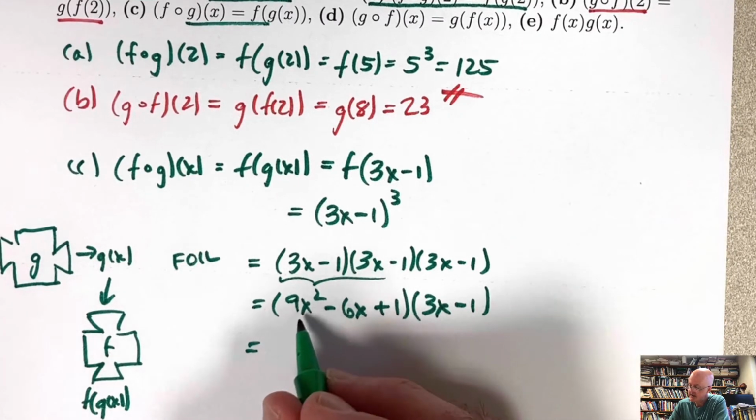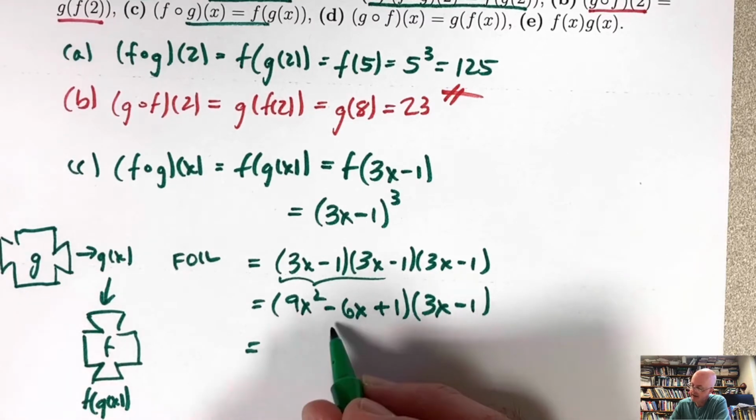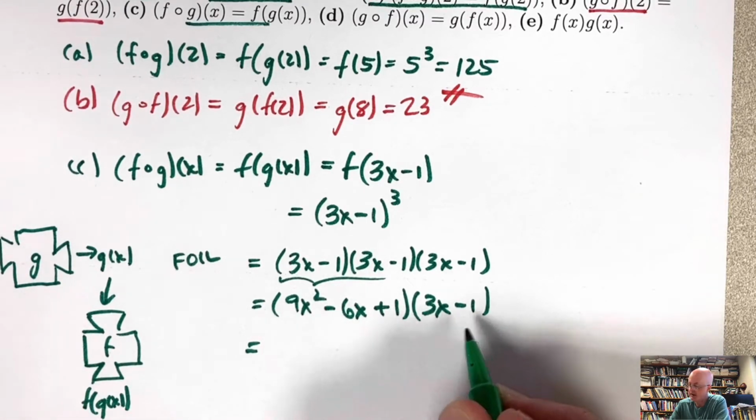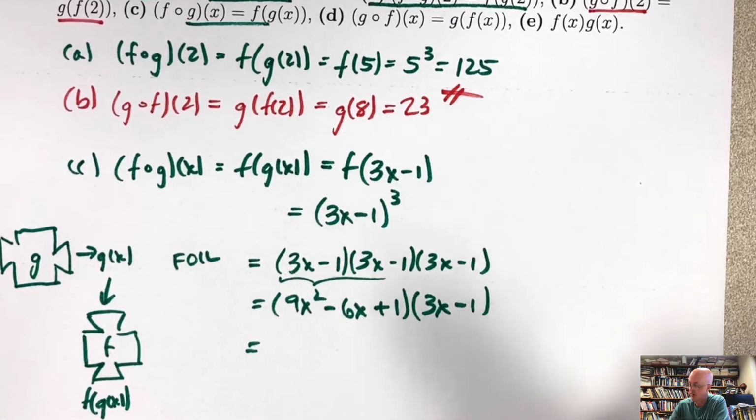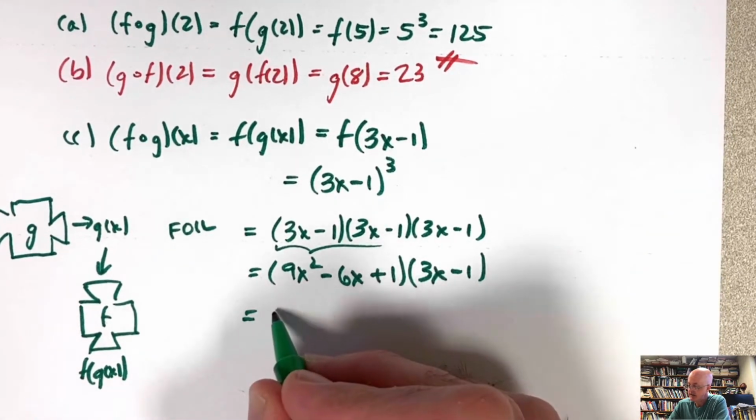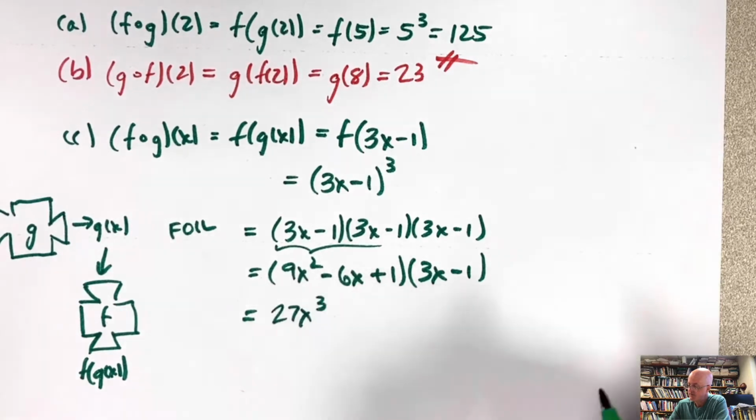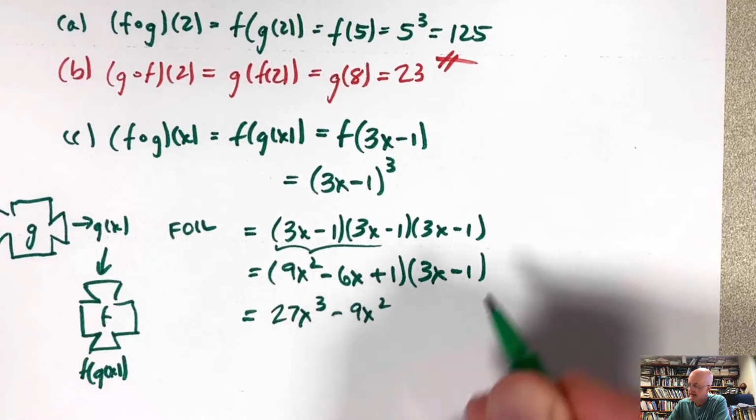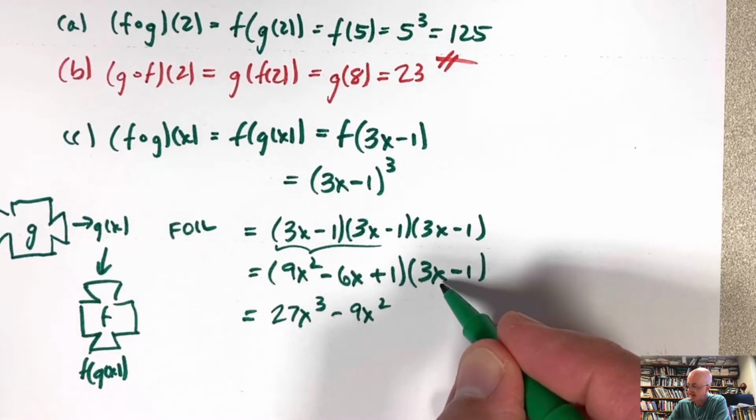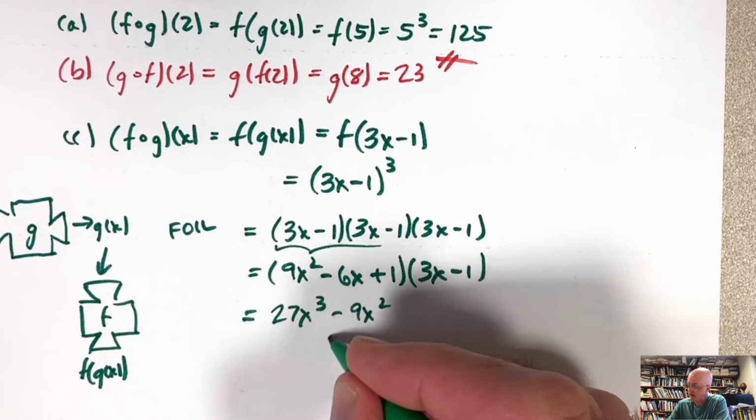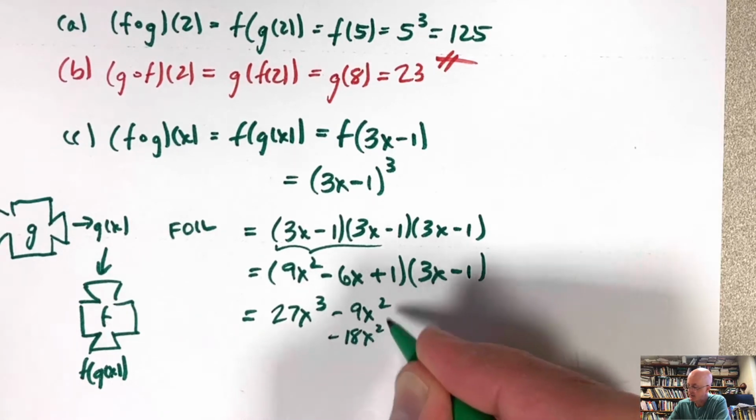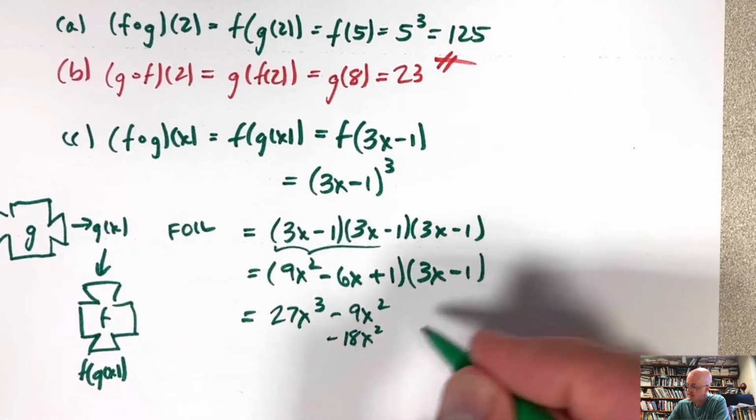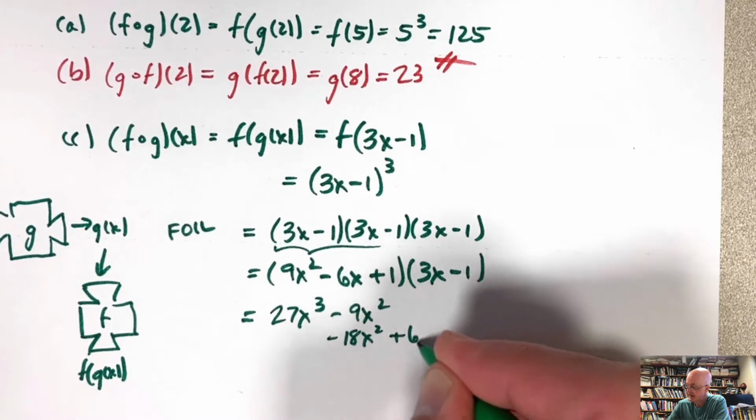Now do this multiplication of a trinomial times a binomial. I would take this thing here, 9x squared, and multiply it times each term, then go to the negative 6x and multiply it times each term, and then go to the 1 and multiply it times each term. This is all justified with the distributive property. 9x squared times 3x is 27x cubed. 9x squared times negative 1 is minus 9x squared. Negative 6x times 3x is negative 18x squared. I'll put that down here. Line up like powers here. Negative 6x times negative 1 is positive 6x.